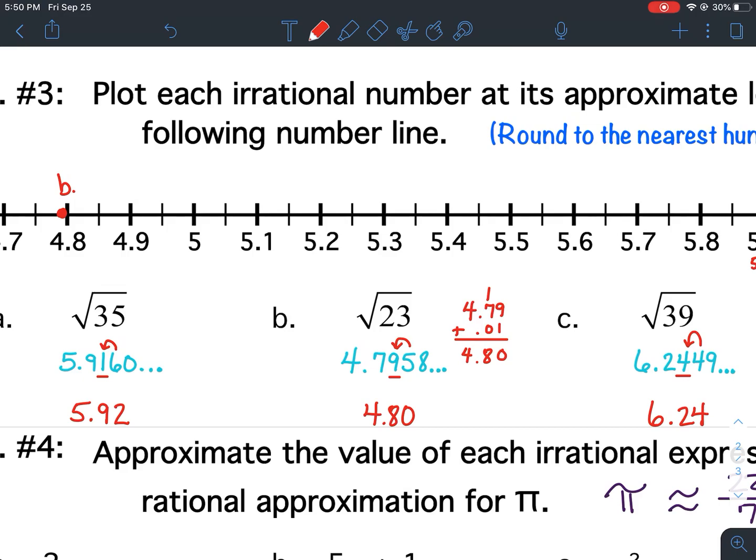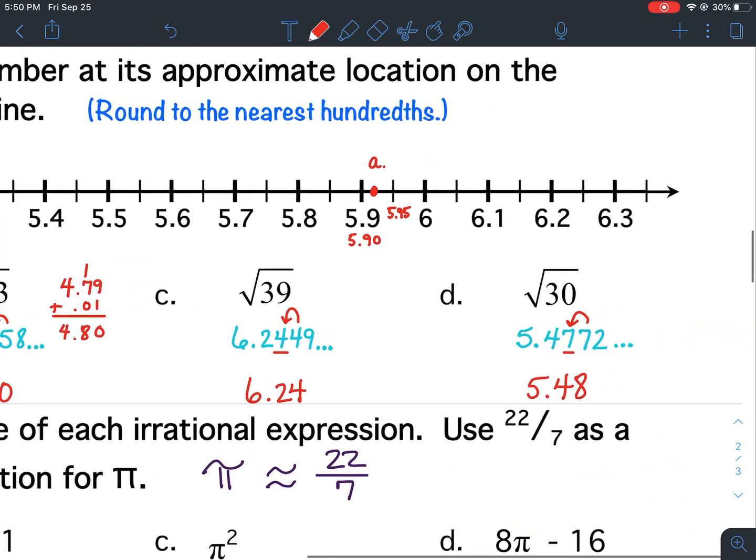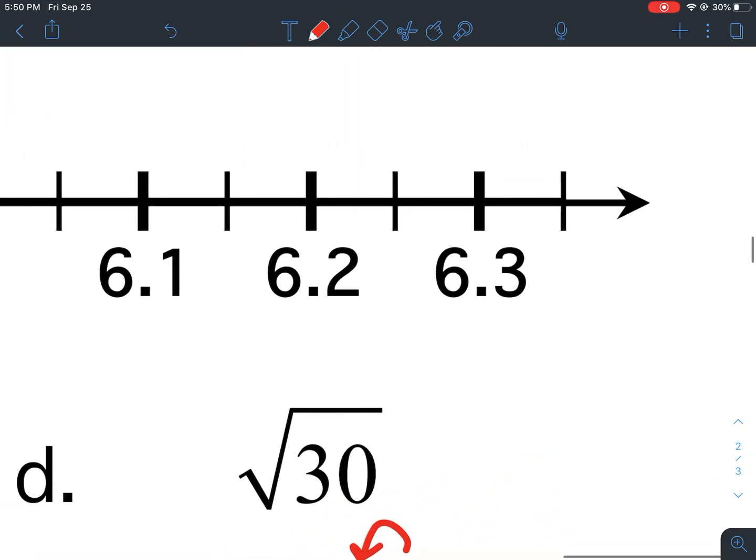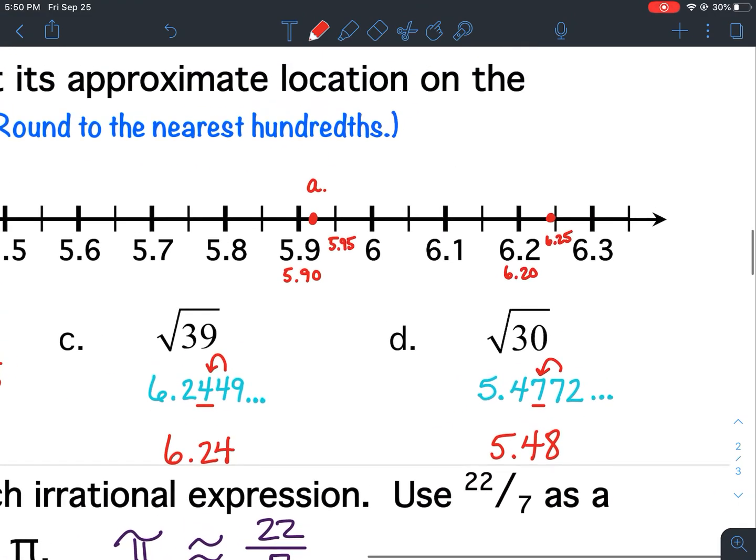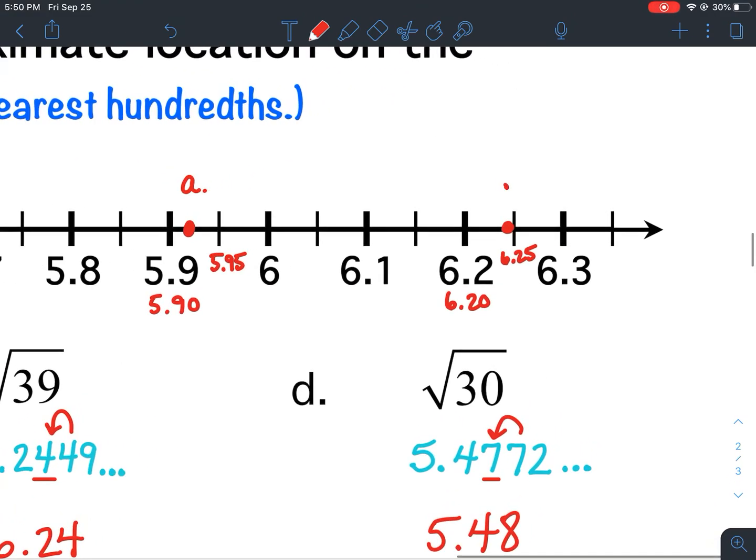C, 6.24. 24 is really close to 25 cents, so think of it as 6.25. Well, right here would be your 6.20, so this would be 6.25. It's really close to 6.25, so again, I'm going to put my dot right in front of it, kind of touching it, and that would be C. We'll label that C.